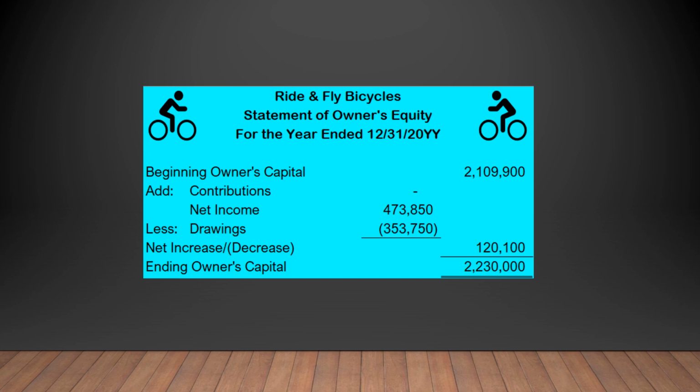The rest of financial statements are prepared as usual. The statement of owner's equity will take the beginning owner's capital balance, add in any contributions as well as net income, then subtract out drawings to arrive at the ending owner's capital balance.